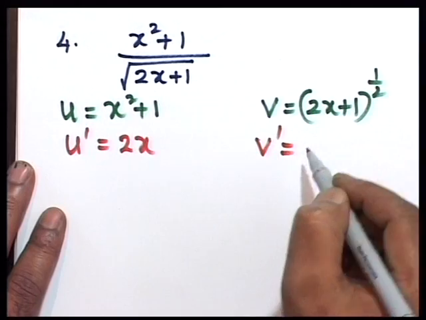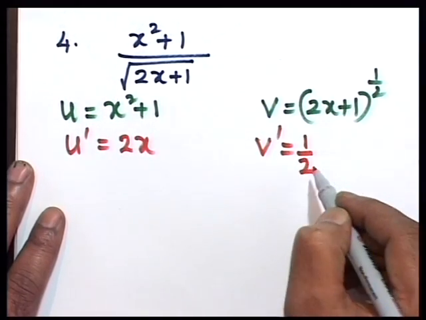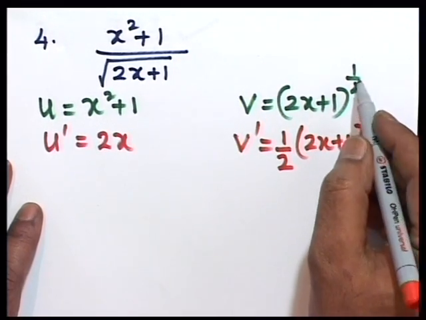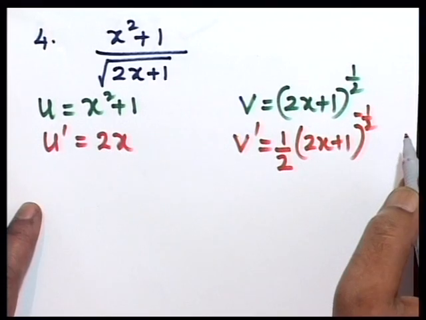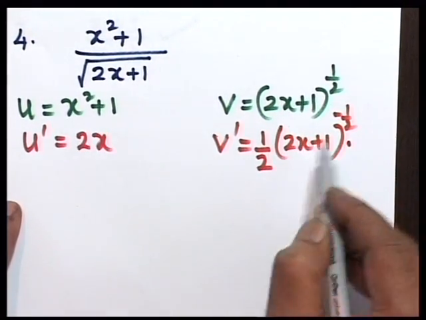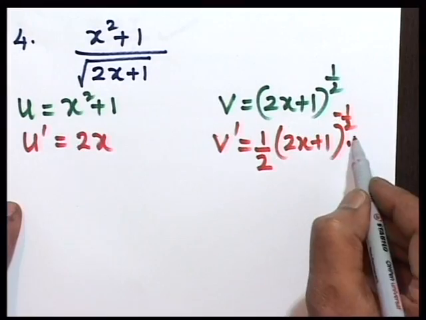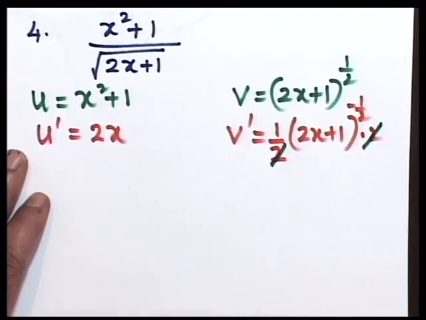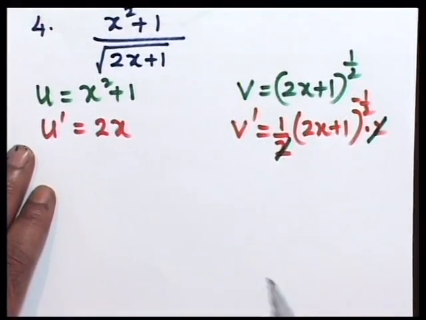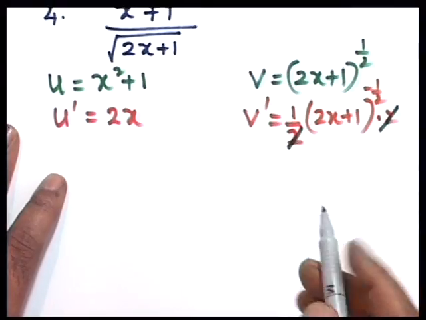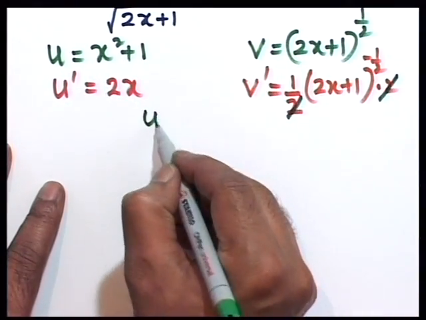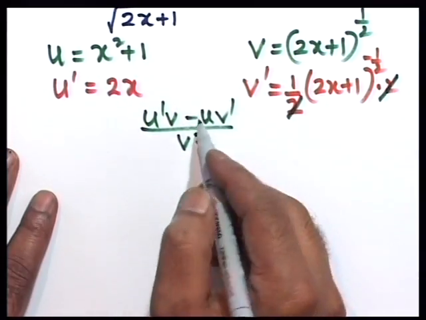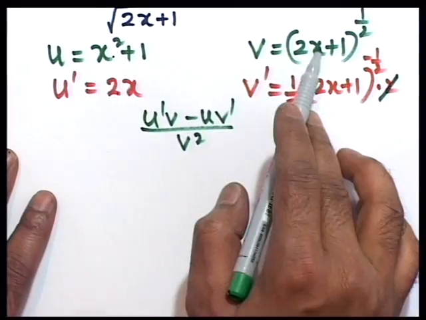V dash is actually half times, watch very carefully, half times 2x plus 1 to the power half minus 1, which is minus half, multiplied by, we differentiate the bracket, which is the chain rule, that 2 goes there. So actually the 2's cancel out, I'm left with that only. Okay, nicely done. So we have 4 of them ready. And the formula, please, u dash v minus uv dash divided by v square.